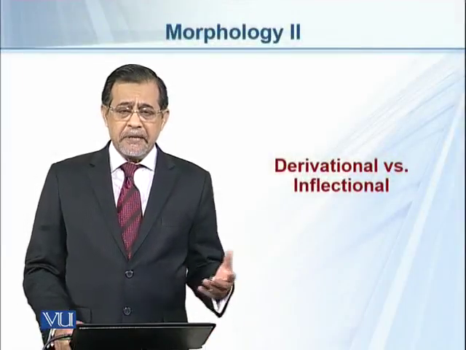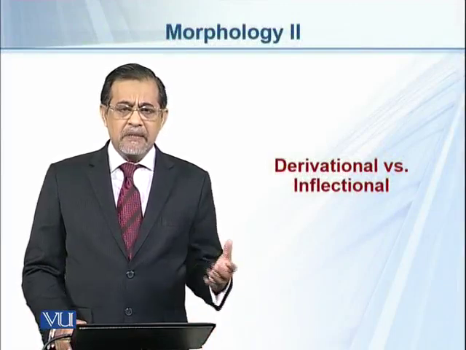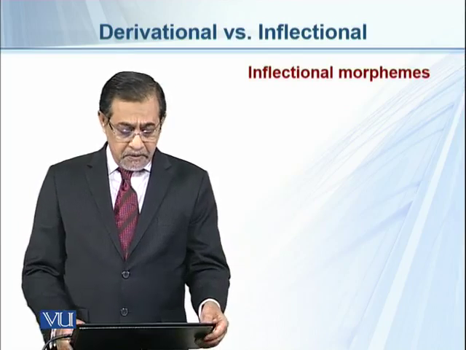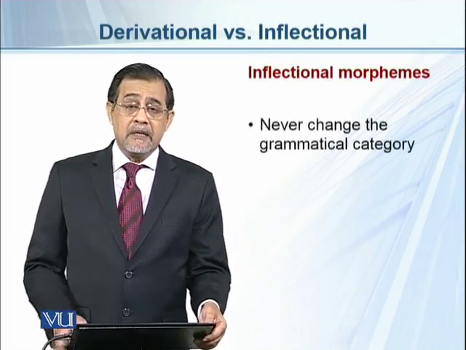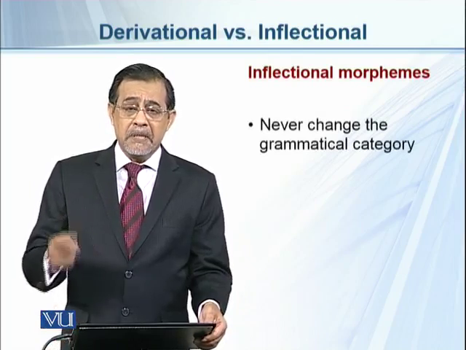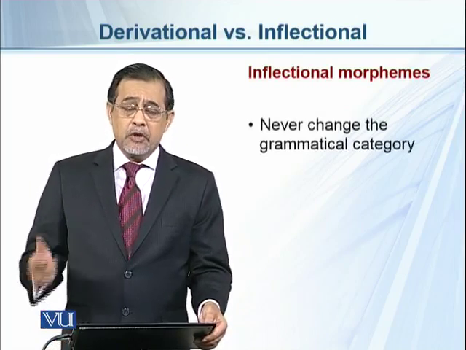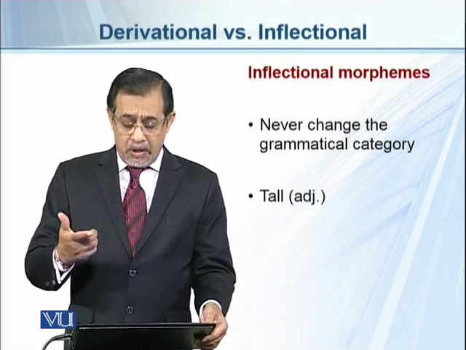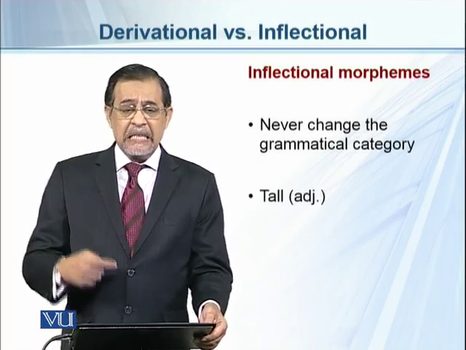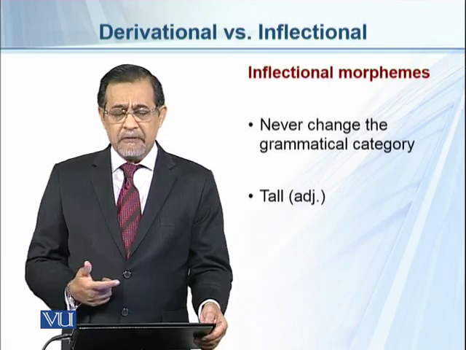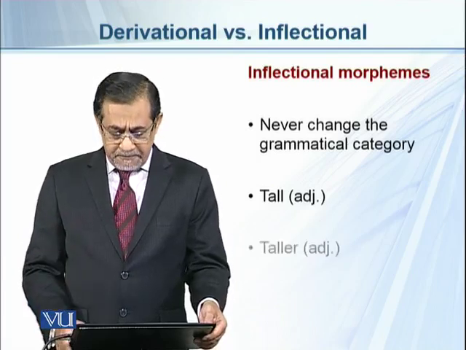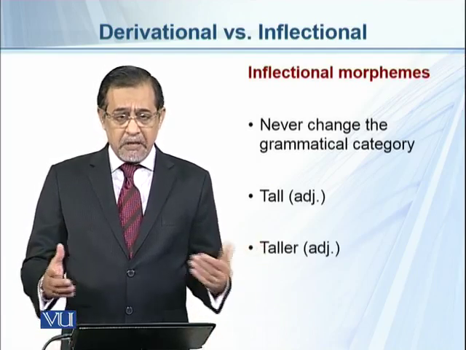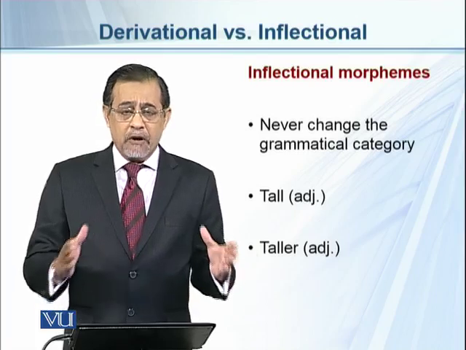Derivational versus inflectional. Let's look at the comparison between these two types of morpheme. Inflectional morphemes never change the grammatical category. If the word is a noun, it remains a noun after the addition of an inflectional morpheme. For example, we have the word tall, which is an adjective, and we add an er to make it a comparative adjective. It remains an adjective. So you can see that taller is an adjective. So after the addition of er, there is no change of class.